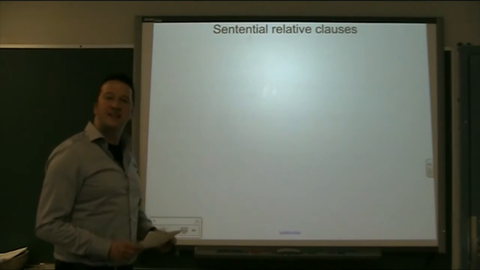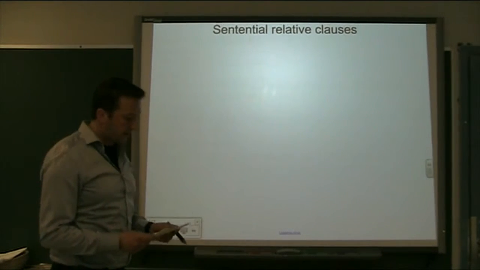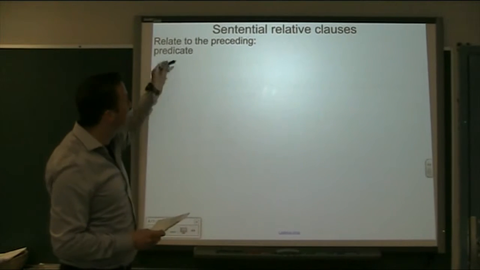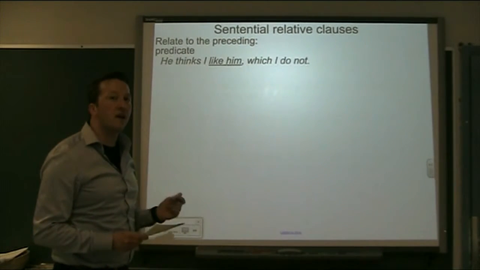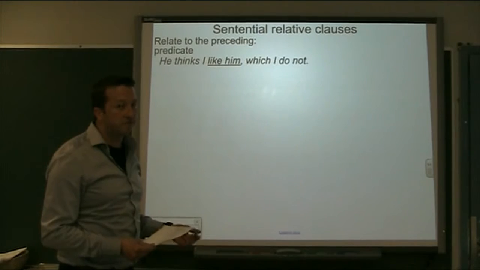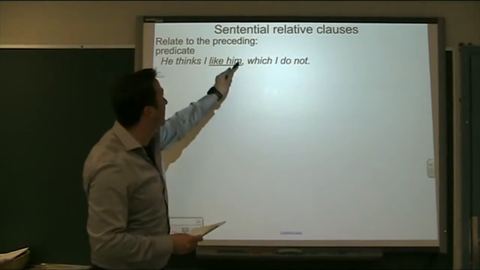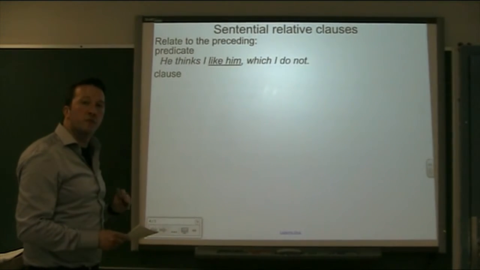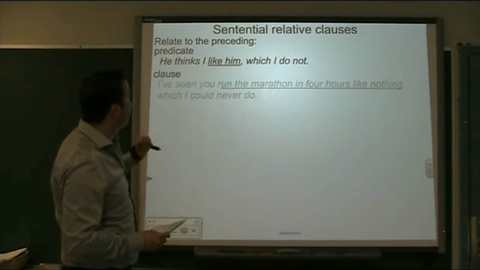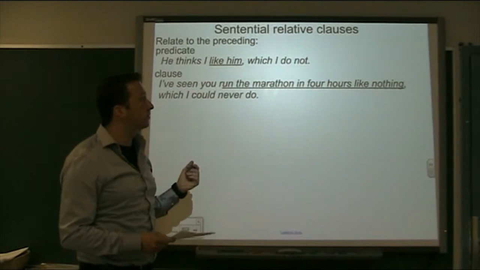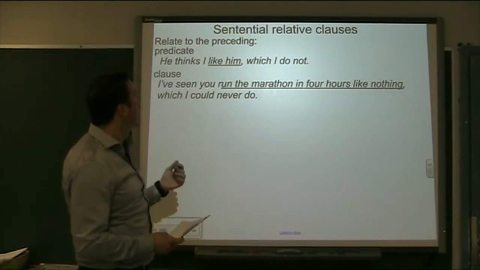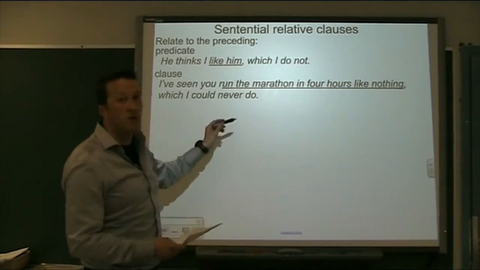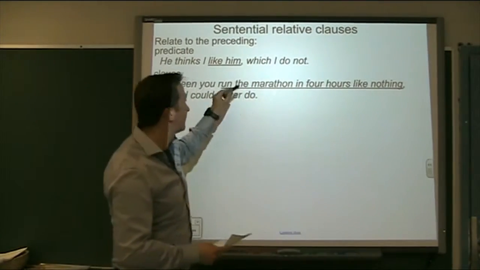And finally, sentential relative clauses. They can relate to the preceding predicate, like in he thinks I like him, which I do not. This relative clause relates to liking him. They can relate to the preceding clause, as in I've seen you run the marathon in 4 hours like nothing, which I could never do. So this relative clause, which I could never do, relates to this clause over here.